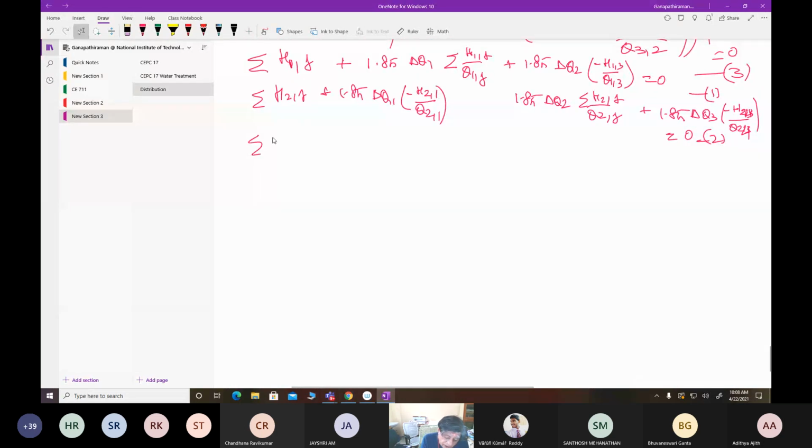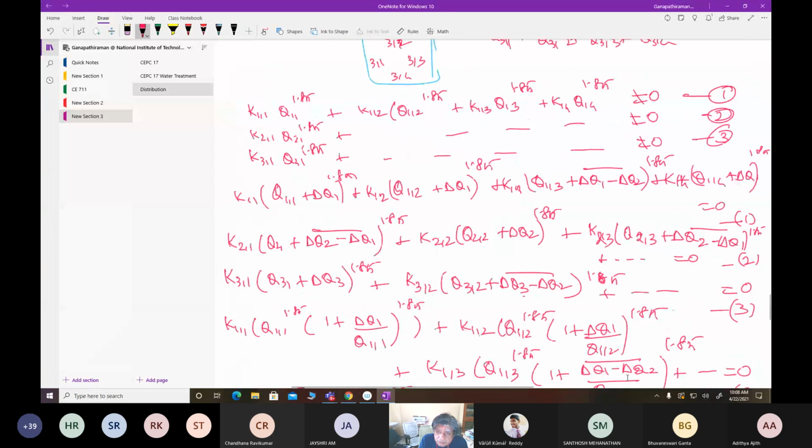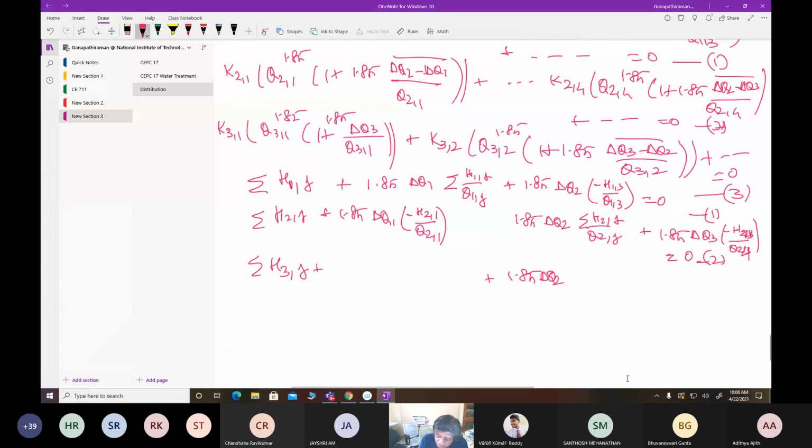Similarly, the third equation: sigma of H3J plus 1.85 times delta Q2 minus of H32 by Q32, plus 1.85 times delta Q3 into sigma of H3J by Q3J, is equal to 0.